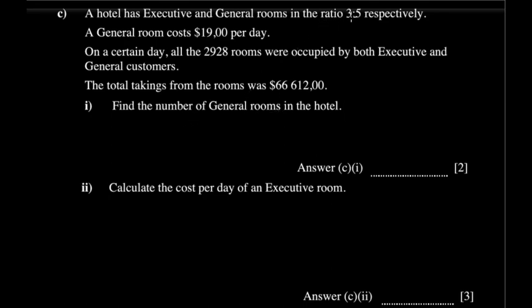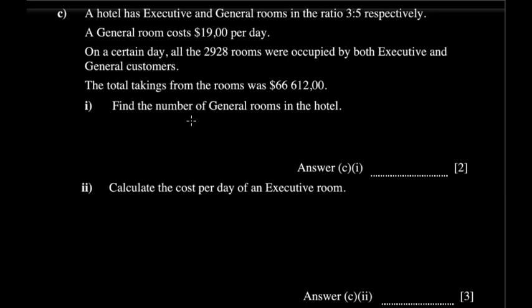Okay, so you're going to use this ratio. This is called mathematical modeling. You're taking real life data and you want to make sense of it in a mathematical way. So here you're told that for every 3 executive rooms, you have 5 general rooms. So for every 8 rooms, you have 3 executive rooms and 5 general rooms. So if you want the number of general rooms, you have to check that share.